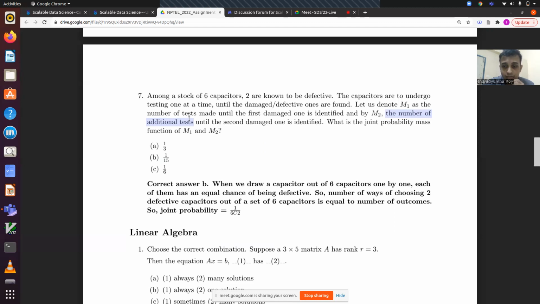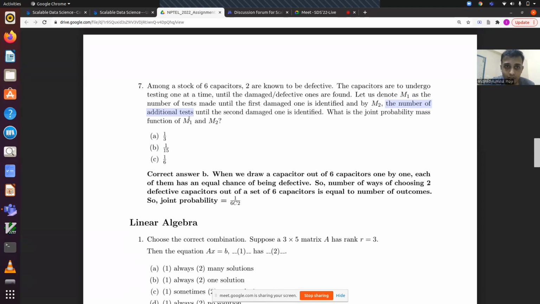Okay, I understand, it's clear. 6C2 is clear to me, but I found it more challenging to reason out because of the number of additional tests. Okay. Fine, got it. Then sir, questions 5, 6, 7.